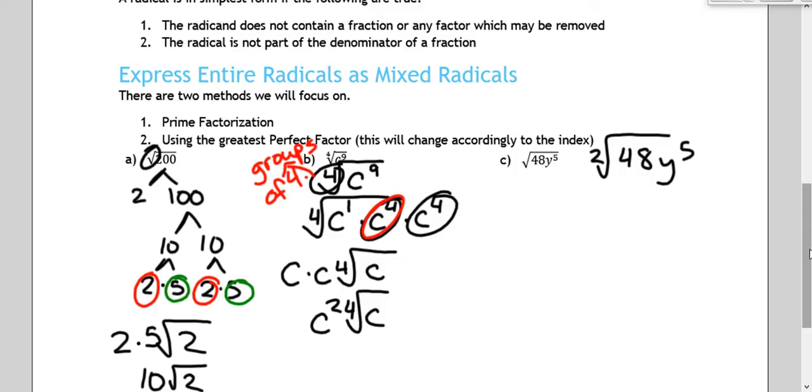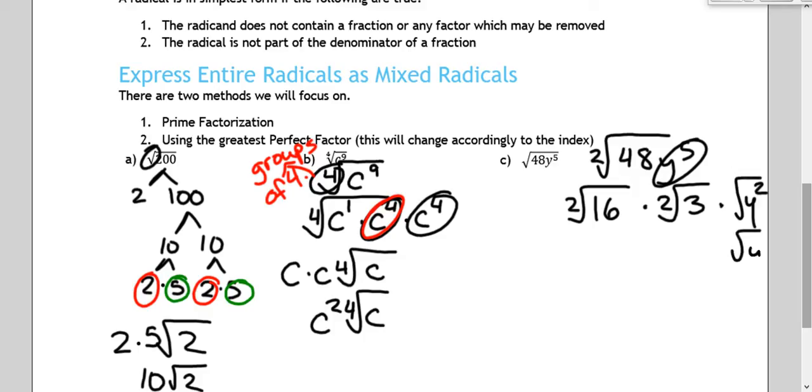So then I know that this breaks down into the square root of 16 times the square root of 3 times, this needs to be broken down into groups of 2. So then this would be y squared times y. So this is just looking at it a different way. So then I can simplify this.